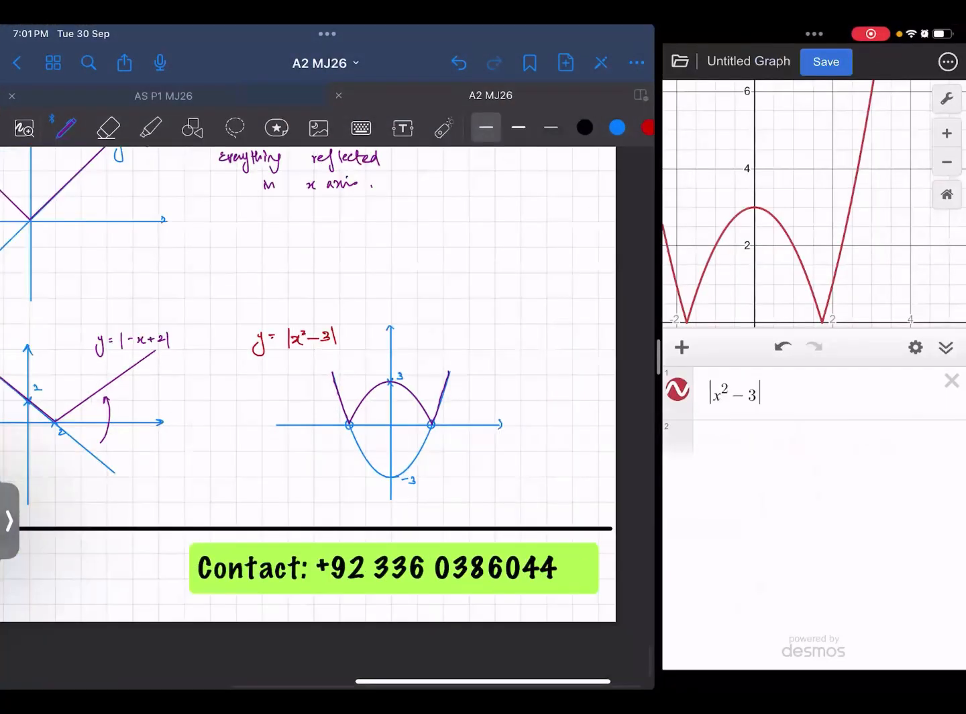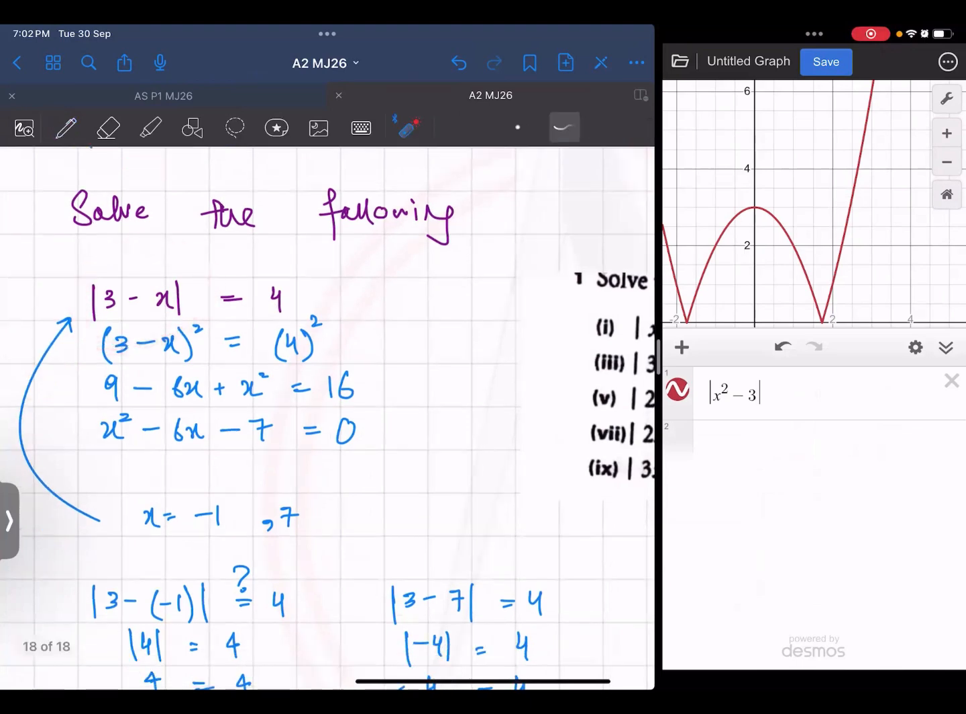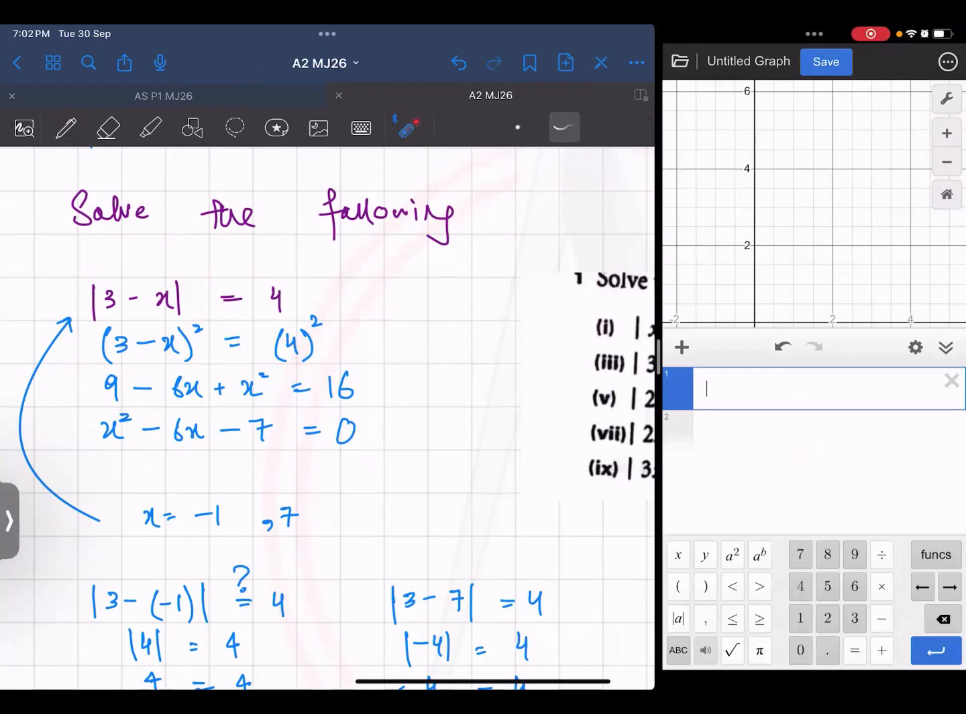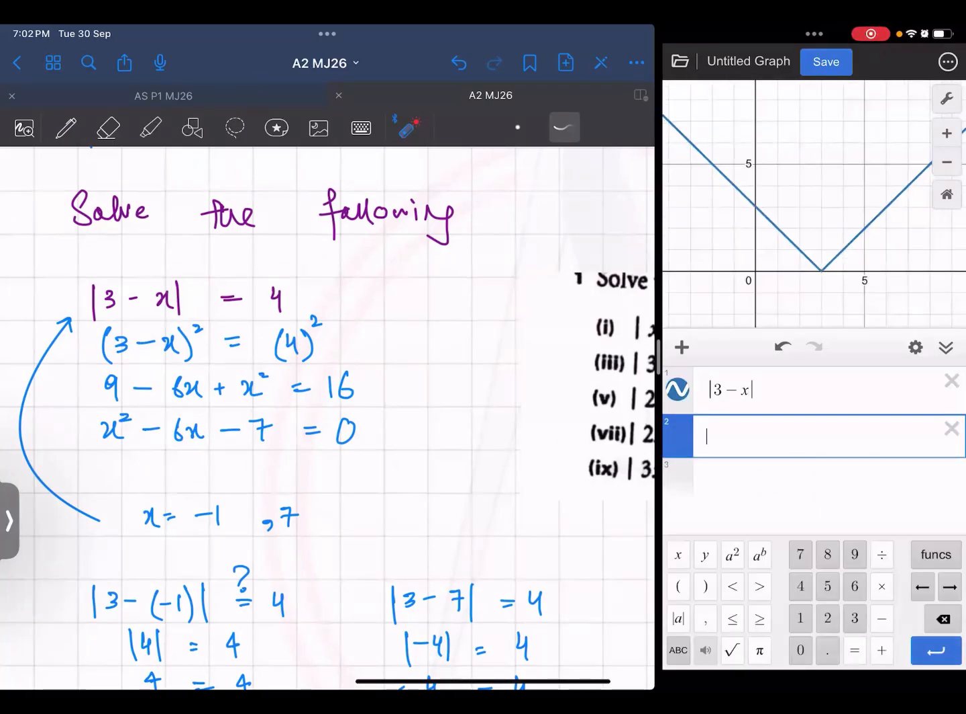And now to solve these kinds of equations, modulus 3 minus x, modulus equals 4, there is another way, graphically as well. You can plot this part separately, y is equals to modulus of 3 minus x, and you can graph this part separately, y is equals to 4, on the same sketch. And the point of intersection would be your solution. Look, so modulus 3 minus x is this graph, and y is equals to 4.